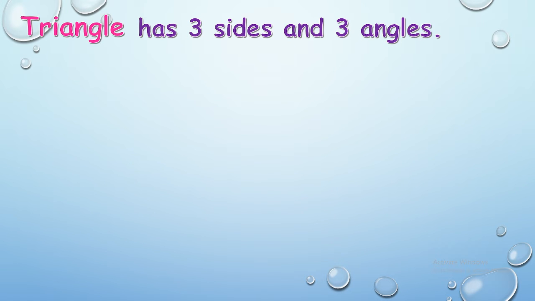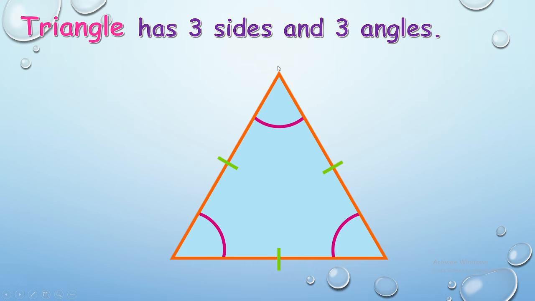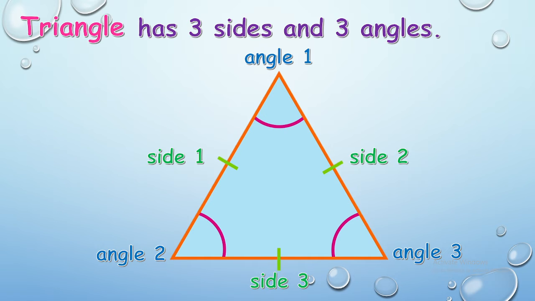The first one is triangle. What can you say about a triangle? A triangle has what? It has three sides and three angles. It means like this. You have three sides. This one is one side, right? One side and one side. And you also have three angles. Angle number 1, number 2, number 3. A triangle has side 1, side 2, side 3. Then you have angle 1, angle 2, and angle 3. That is a triangle. Okay?